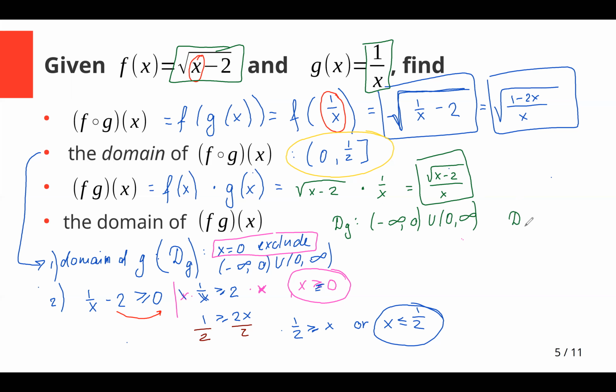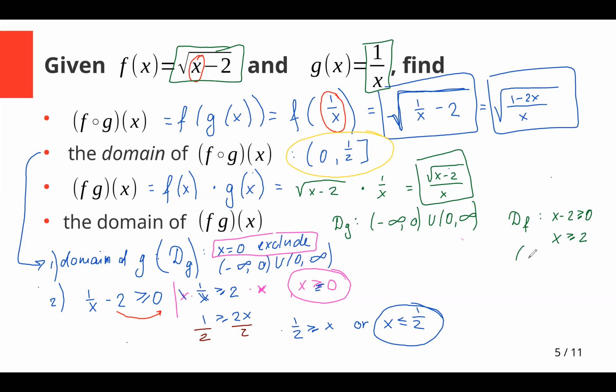The domain of f would be that x minus 2 should be greater than 0. Oh, greater or equal, right? Greater or equal. So in other words, it means that x is greater than or equal to 2.